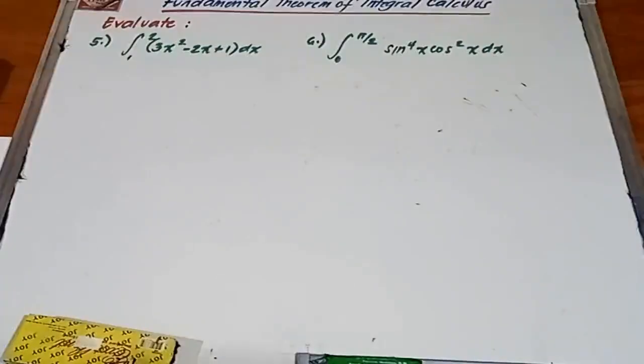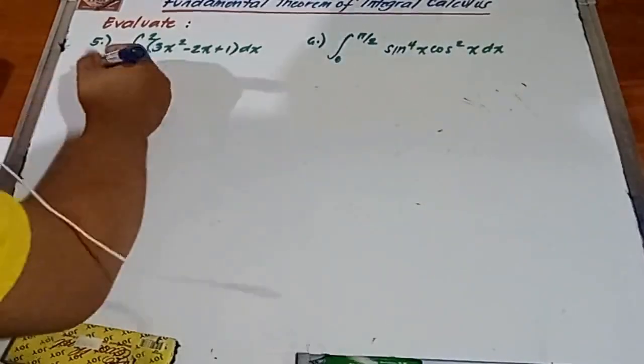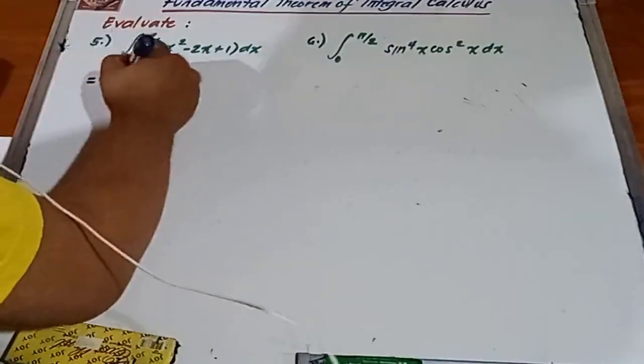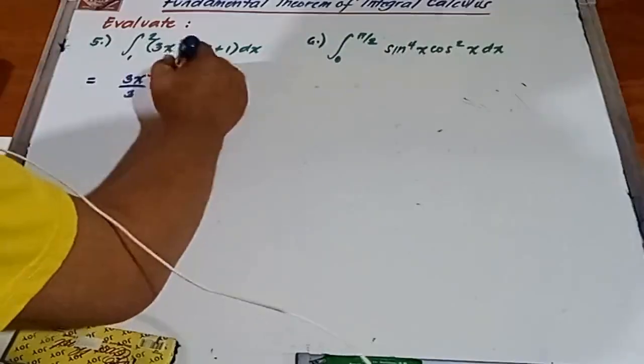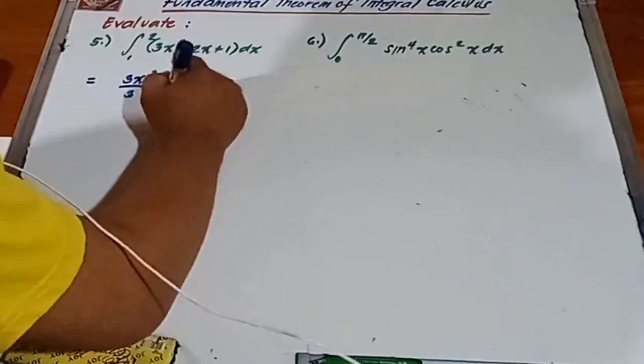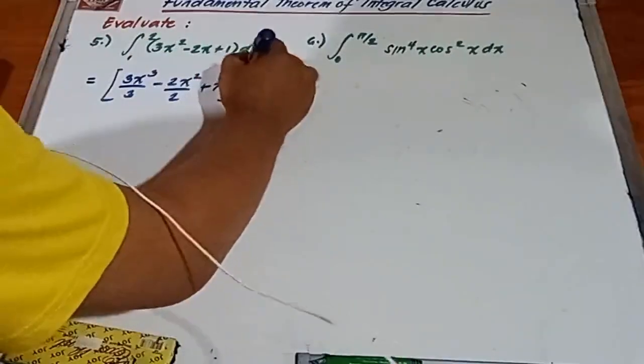Okay, so these are my last two examples about the topic fundamental theorem of integral calculus. We have example number 5, the integral of the quantity 3x squared minus 2x plus 1 dx from 1 to 2 as our interval. So evaluate natin gamit yung definite integration. We have that is 3x cubed over 3 minus 2x squared over 2 plus x, from 1 to 2.